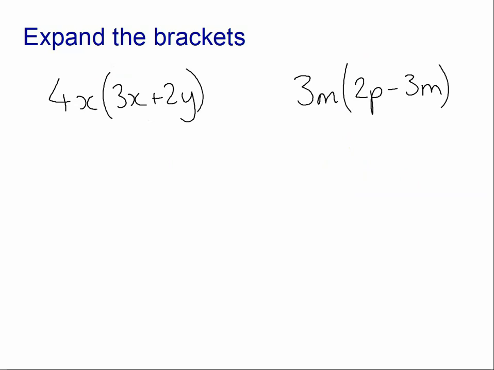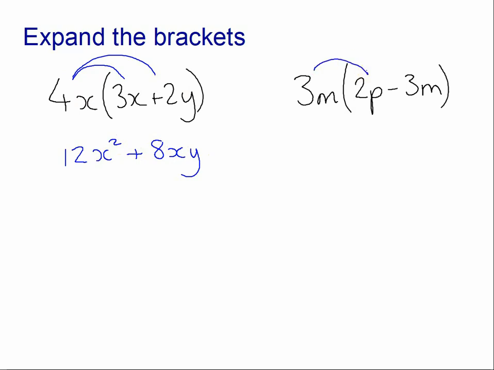Now, this is better. So, let's have a look. 4x times 3x. Well, 4 times 3, that's 12. We have a letter times a letter, x times x, and they're repeated, so it's a 2. 4x times 2y, well 4 times 2 is 8. We have a letter and a letter, but they're different, so we're just going to pop them together. Alphabetical order is easier.